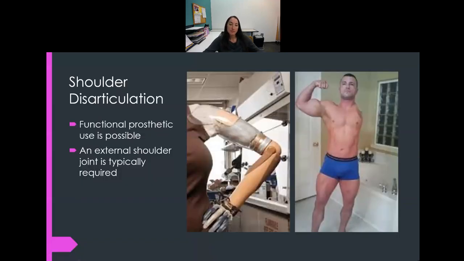With a shoulder disarticulation, it looks like he actually had the one before that, the forequarter amputation, and she had the shoulder disarticulation. There is a possibility of using a functional prosthetic device. But typically the shoulder requires an external shoulder joint. Sometimes that joint will have to be further out because you've removed part of the joint and now you're adding a new joint in, and that may change the mechanics of the arm movements. But typically there is a possibility of using that prosthesis functionally with this type of amputation.